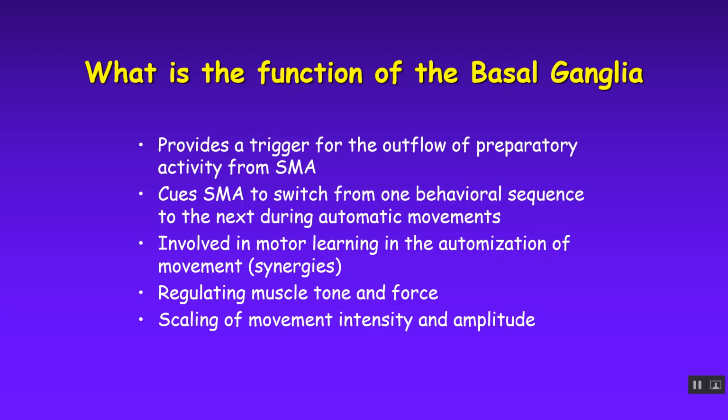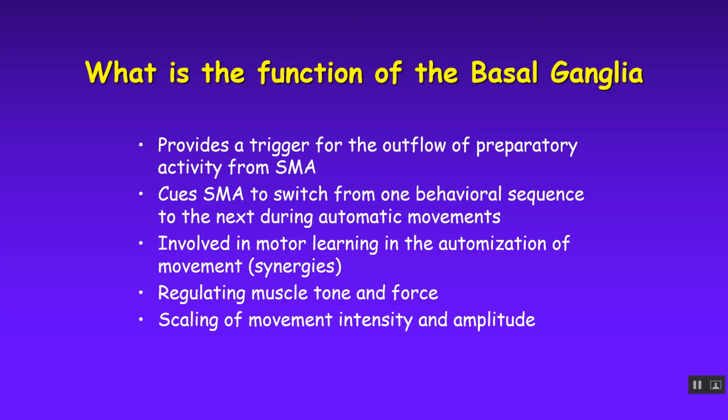It's involved in automation of movement, so the basal ganglia is very important for motor learning. If you don't have a good functioning basal ganglia, it's harder to learn motor skills. And so if a patient has a stroke in the basal ganglia or has Parkinson's, they have a little harder time. It doesn't mean you can't learn new motor skills, it's just harder and slower.